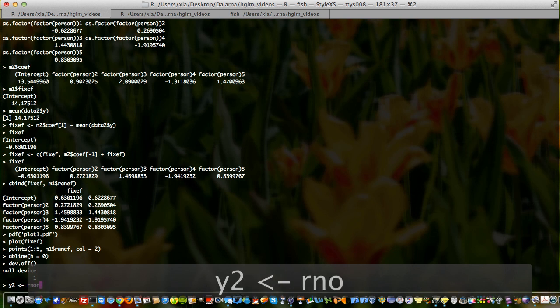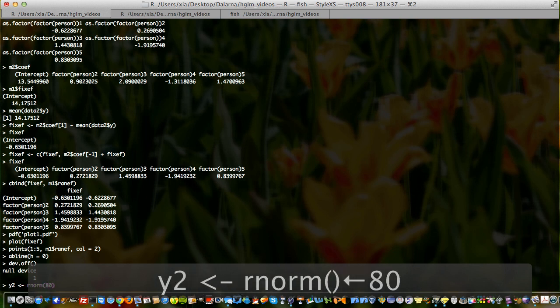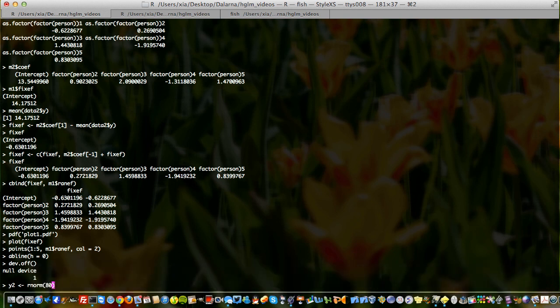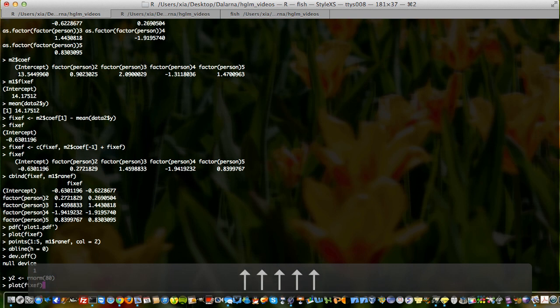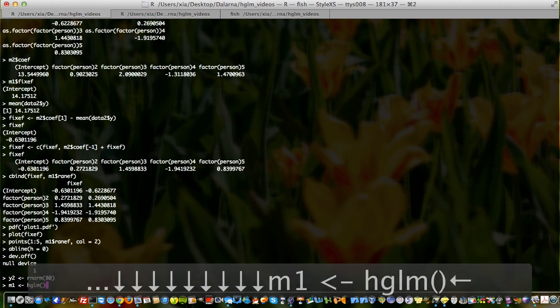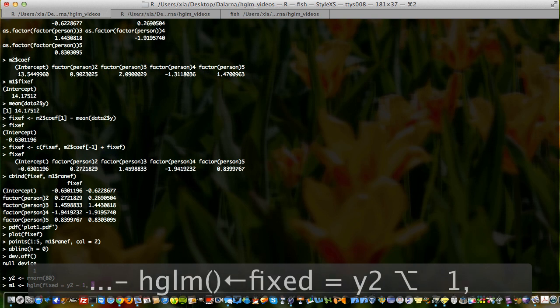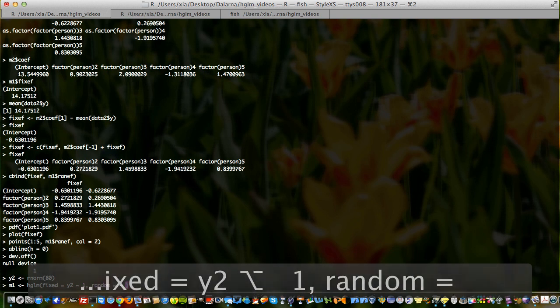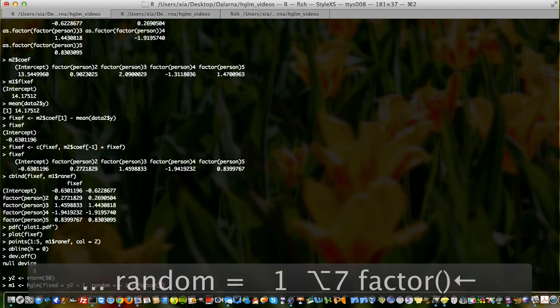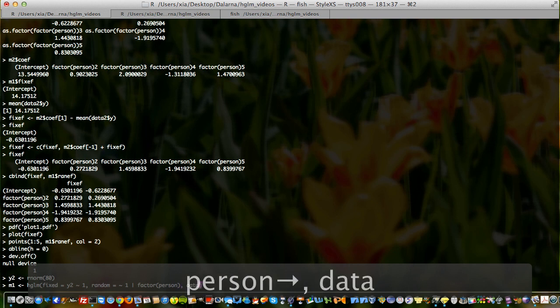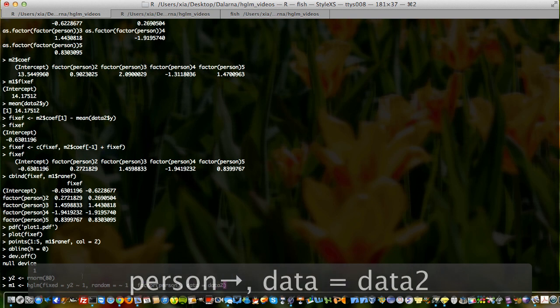rnorm, 80 observations. So pure noise as our response. In this case, we wouldn't expect the random effect to capture much variance in this particular response. So if we redo it, let's type it again: M1 is hglm, fixed y2 ~ 1, random ~ 1 | factor of the same persons. The same data, only we change the response to be pure noise.